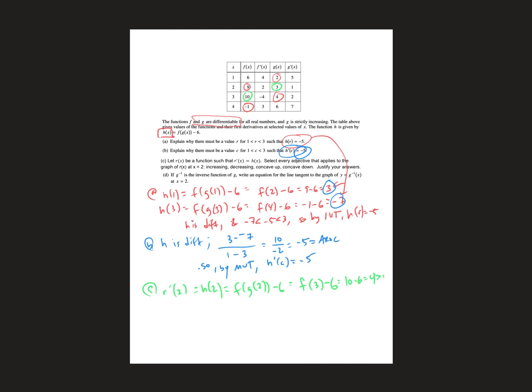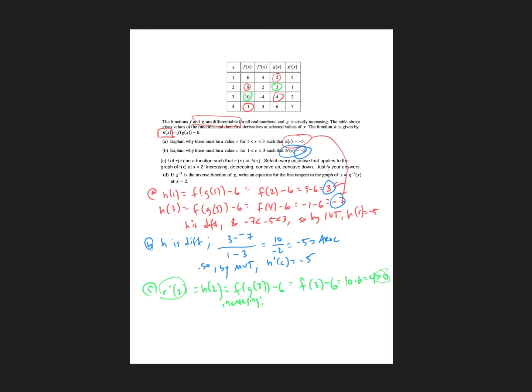Now 4 is greater than 0. So since the derivative is positive, that means it's increasing. By the way, this chain, r prime of 2 is greater than 0. You don't have to rewrite it there because you've shown it in the chain of work.